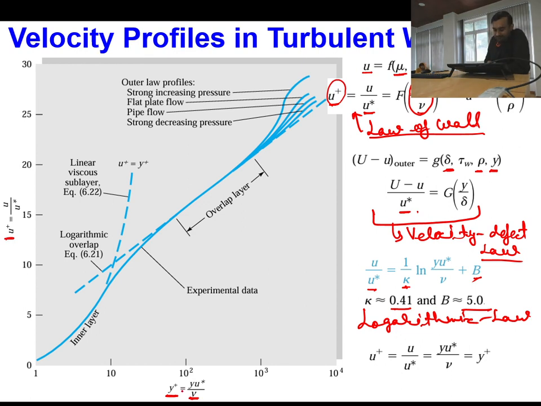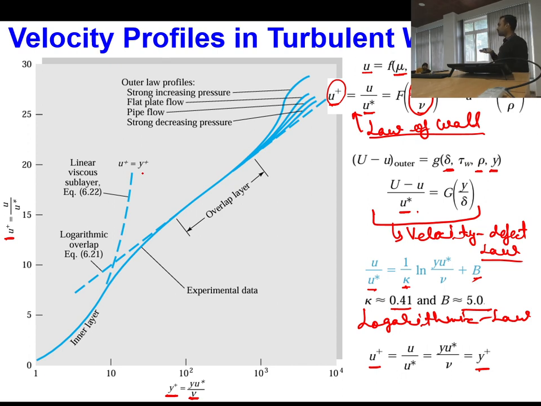Now I have y plus plotted along the abscissa and u plus plotted along the ordinate. For these two, the law of wall and the velocity defect law, I have the functional relationships, but of course I have to determine these functional forms. For the law of wall, we have simply written that u plus is equal to y plus, so both have linear dependence. If both have linear dependence, then of course on a semi-log plot it will look like a curve.